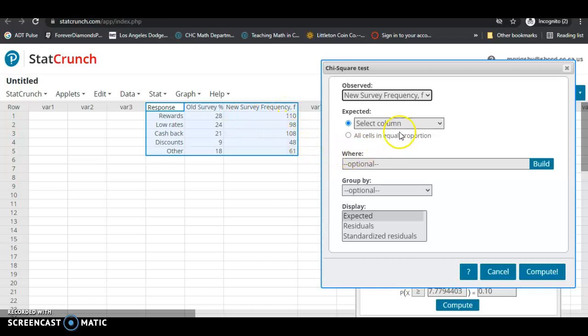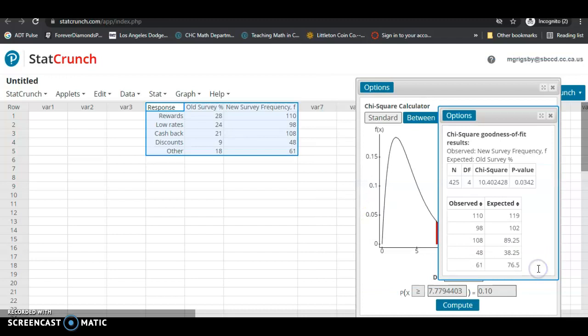Okay. And then it wants the expected frequencies. Notice that they're given as percentages. So let's see what happens when we select the column that contains the percentages. I don't think we need to worry about the other options here. It does say in terms of the display that expected is selected, so we're going to leave that selected. So let's go ahead and click compute.